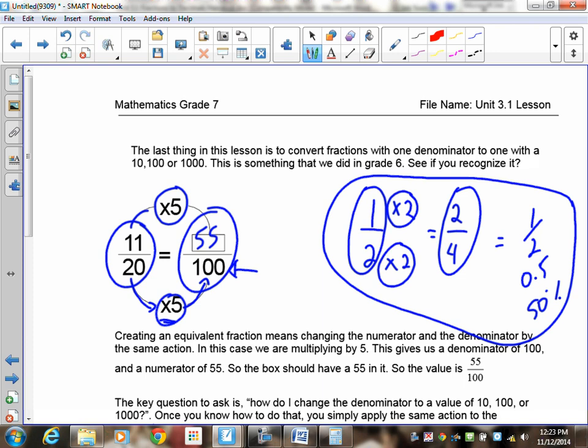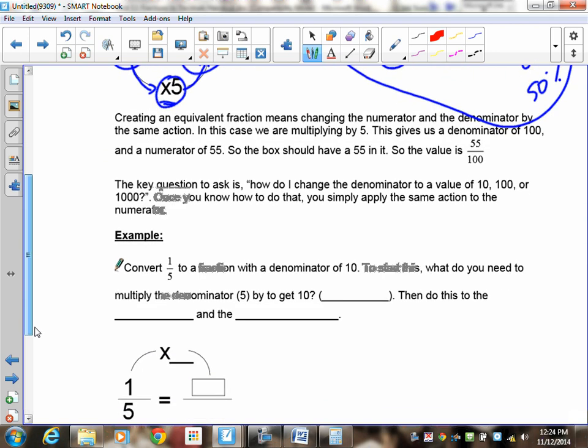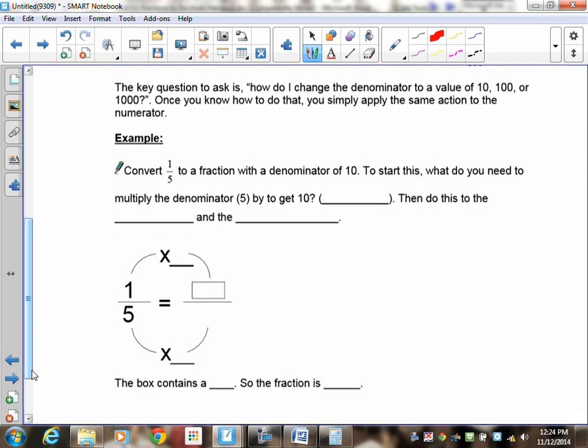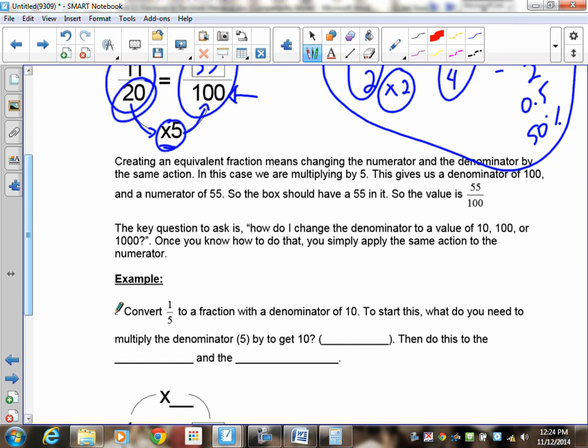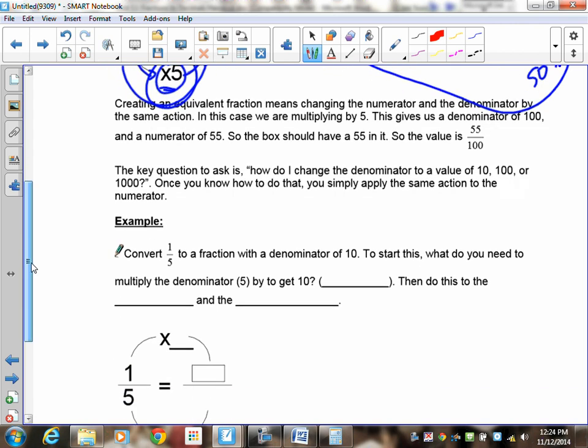Okay, so creating an equivalent fraction means changing the numerator and the denominator by the same action, by multiplying by 5. This gave me my denominator of 100. The numerator stayed as 55. So the box should have a 55 in it. Let's take a look at the next one here. The key question here, back up here, is to ask yourself, how do you get from a 20 to the 100? That's the key question, because once you know how to do that, you multiply by 5, you just do that to the top and the bottom. So let's take a look at another one here.